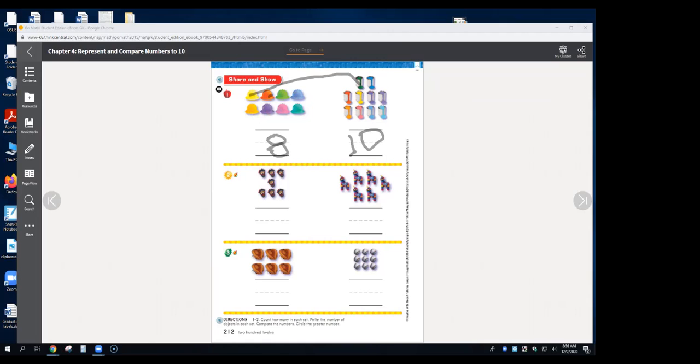1, 2, 3, 4, 5, 6, 7, 8. So these two right here do not have a match. That means this group right here has more. So yes, Emilio, you are correct. 10 is greater than 8. It's bigger. Thank you.